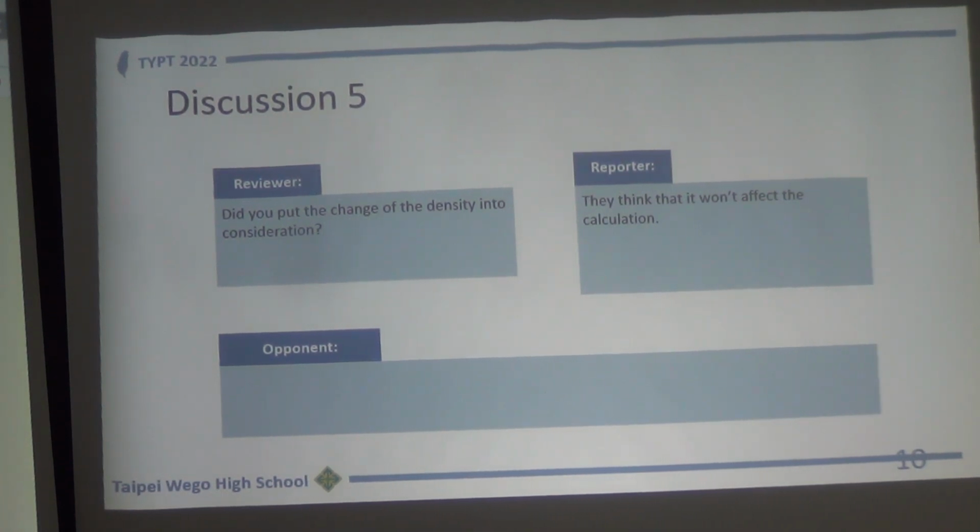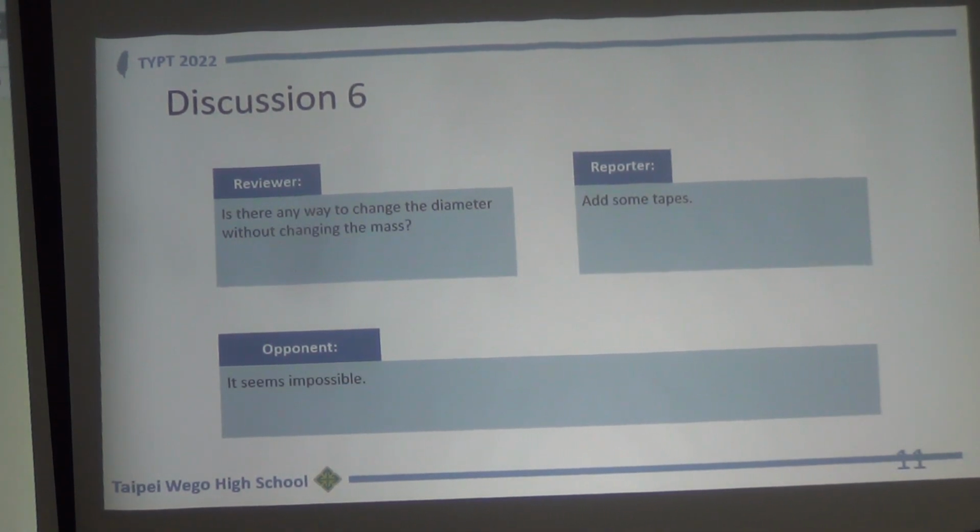Another question is, did you take the change of density into consideration? The reviewer answers that they think it won't affect the calculation. The next question that I asked is, is there any way to change the diameter without changing the mass? The reviewer answers, add some tape. And the opponent answers, this seems impossible.